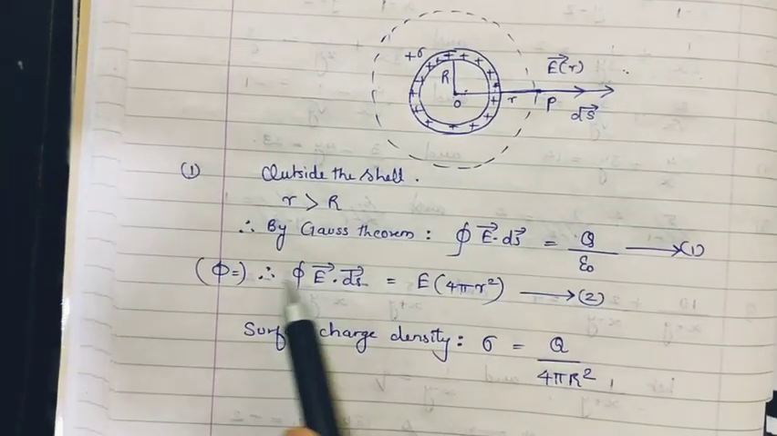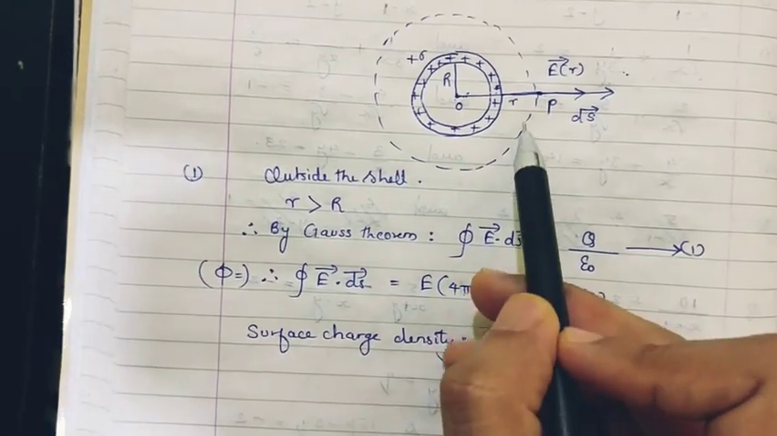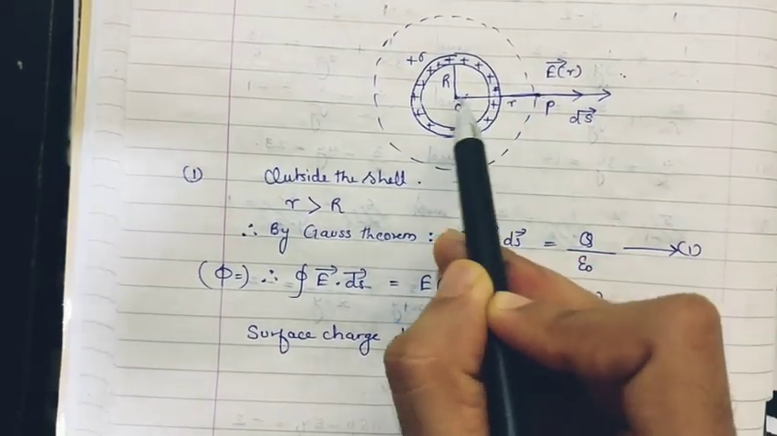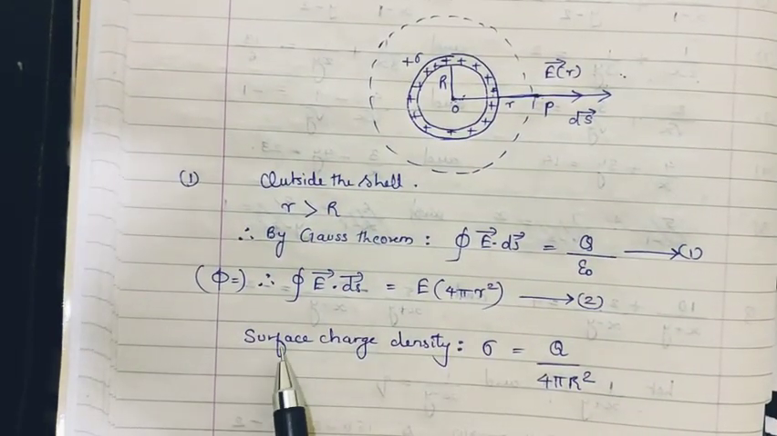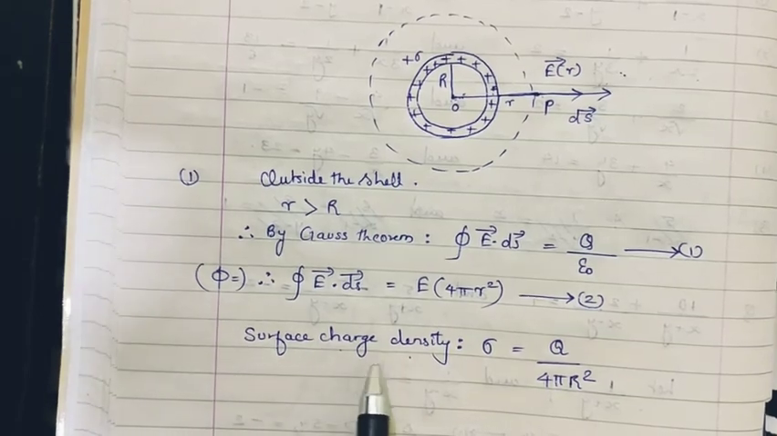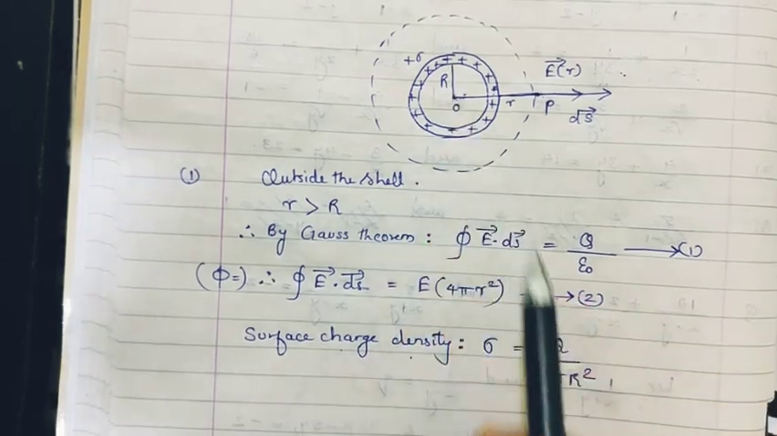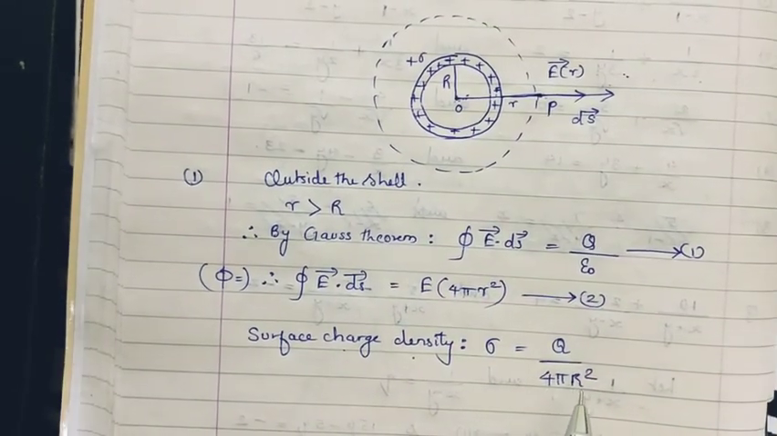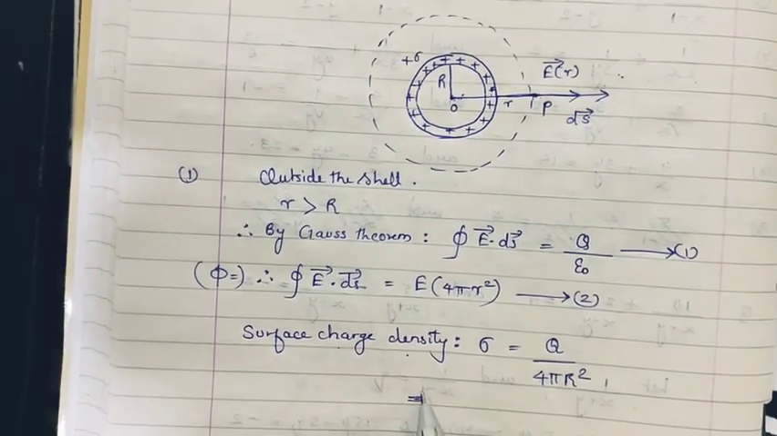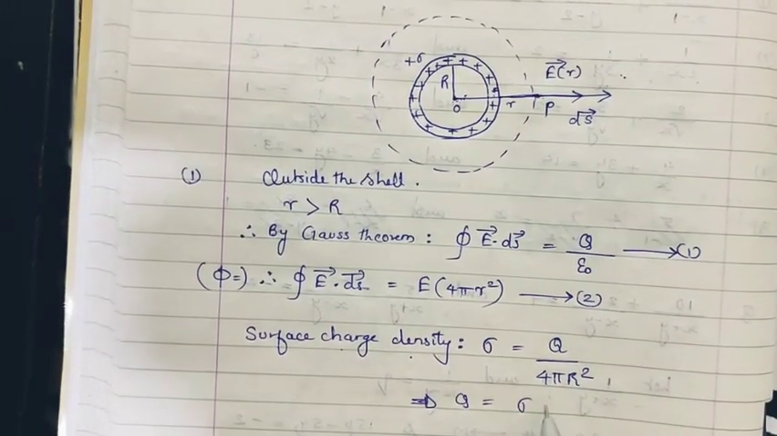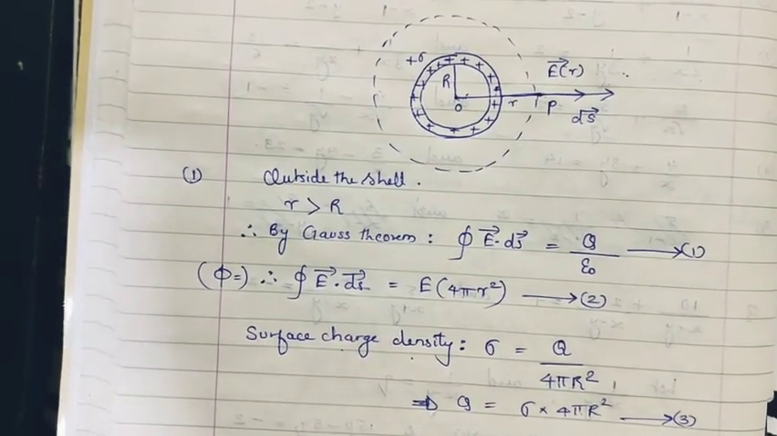Because while finding the flux, we find the flux through a Gaussian surface, so we will be taking the radius as small r. That is the radius of the Gaussian surface here. But when we write the surface charge density, we take the surface charge density of the spherical shell. So what is the radius of the spherical shell? It is capital R, so you will be putting capital R over here. That is the difference. So from here, what will be your Q? Q is going to be sigma multiplied by 4 pi capital R square. Let us call this equation 3.